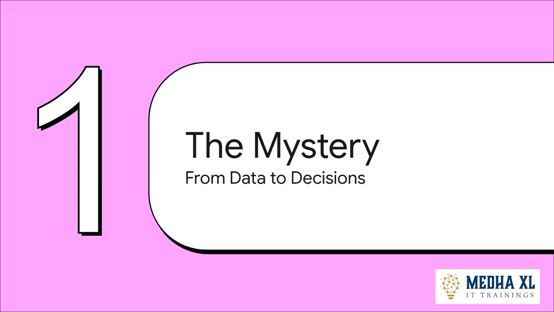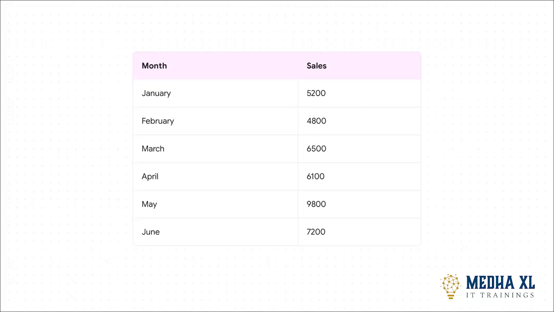Okay, so every great investigation starts with a case file. Let's take a look at ours and see if we can turn this raw data into a real, actual decision. And here it is, a simple table of monthly sales. We see the months, we see the figures, but what does it really mean? Which month was our best? Which one was the weakest? Just by looking at this, it's pretty much impossible to tell. The story is completely hidden inside the numbers.